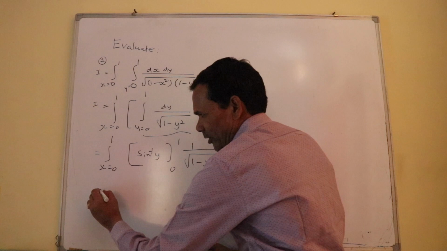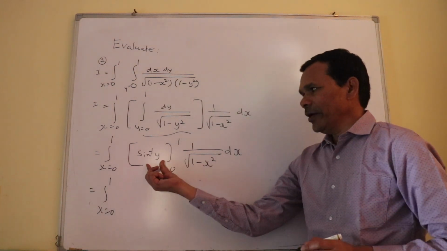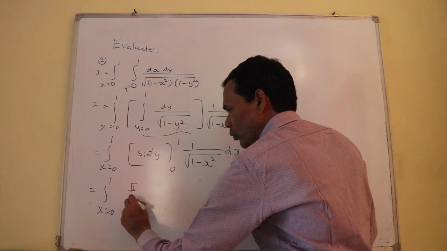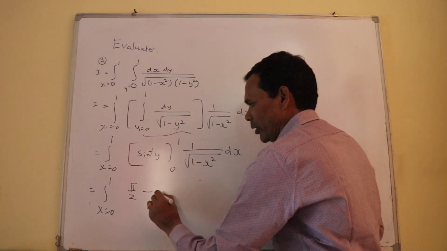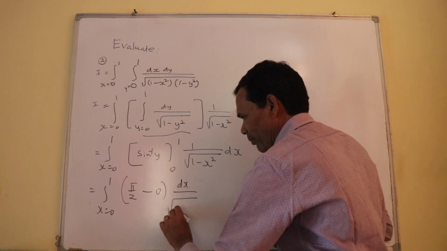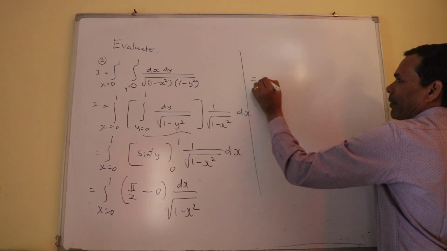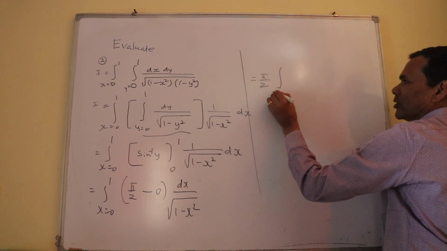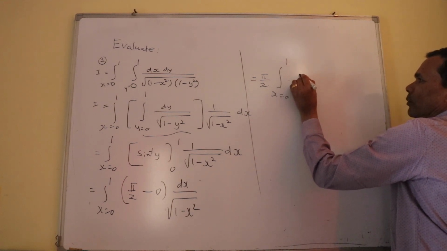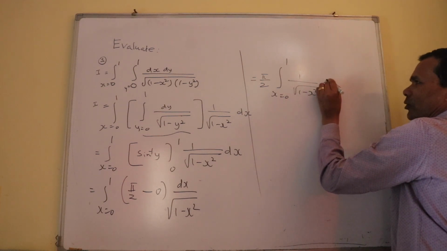If you apply the limits here, upper limit is 1, lower limit is 0. So sine inverse of 1 is pi by 2, minus sine inverse of 0 is 0. So it is dx upon root of 1 minus x square. Now I simplify this further. It would be pi by 2, I take it outside, limits x from 0 to 1, 1 upon root of 1 minus x square into dx.